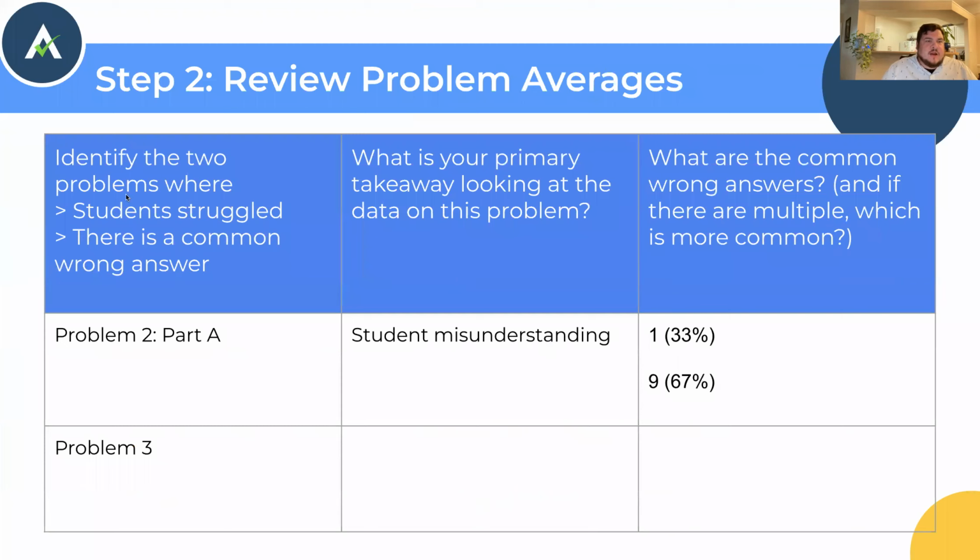And so from there, we might identify 2 problems where the students struggled. Jason already pointed out one of those, problem 2, part A. And then we identify the common wrong answers. So 2/3 of students put the wrong answer 9, and 1/3 put the wrong answer 1. So there's definitely some kind of misunderstanding there.